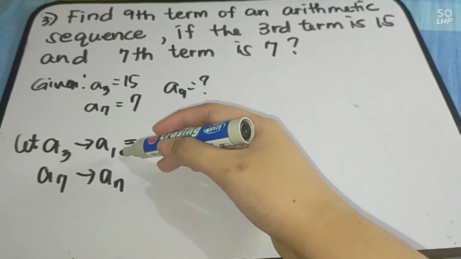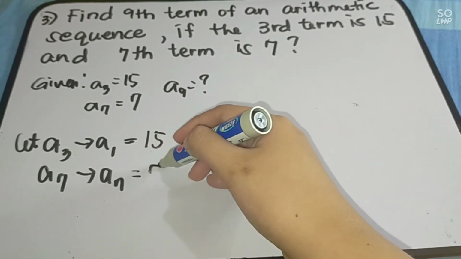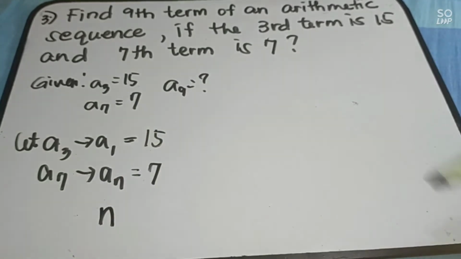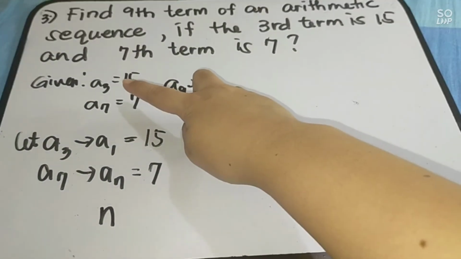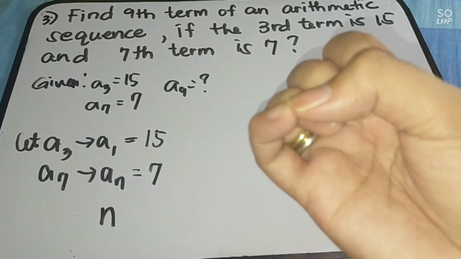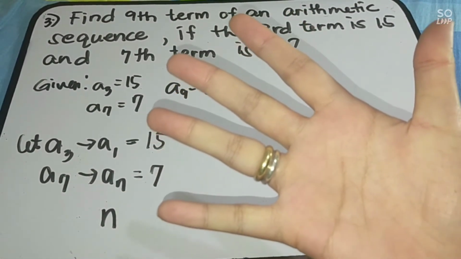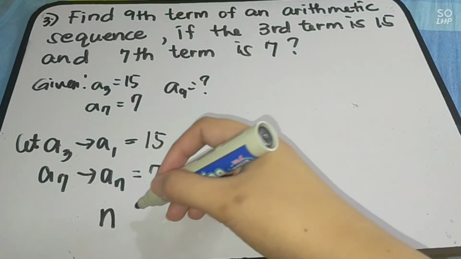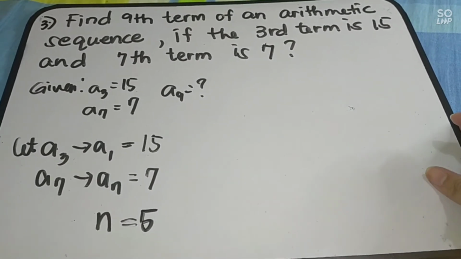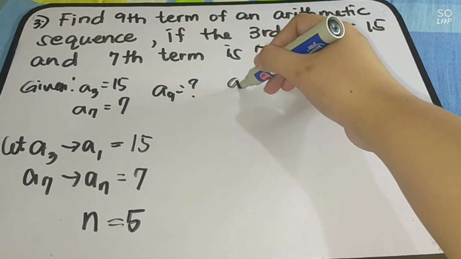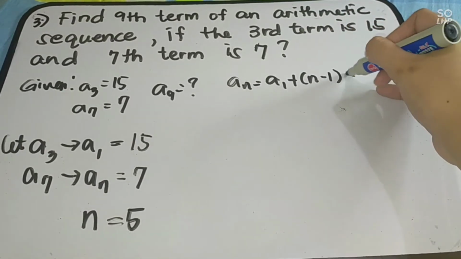So, for the first term, it becomes 15, and then for the last term, it becomes 7. Now, how many number of terms are involved? In the first term to last term, since we start from 3 to 7, we have 3, 4, 5, 6, 7. So, the number of terms involved, we have 5. N is equals to 5. Yan na yan. Kompleto na. Now, let us now apply your formula. A sub n equals to a sub 1 plus quantity n minus 1 times d.